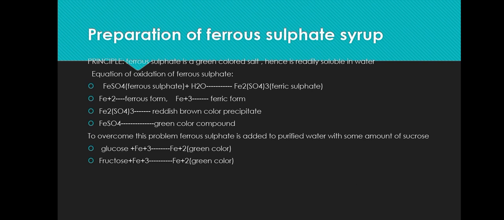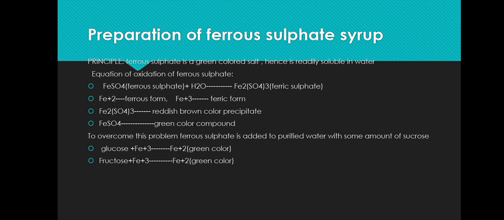But the real problem arises when ferrous sulfate is readily oxidized upon reacting with oxygen molecules in the water solvent, converting ferrous ions, Fe+2, into ferric ions, Fe+3, eventually leading to formation of precipitate. This precipitate results in decoloration of the solution from green to reddish brown.